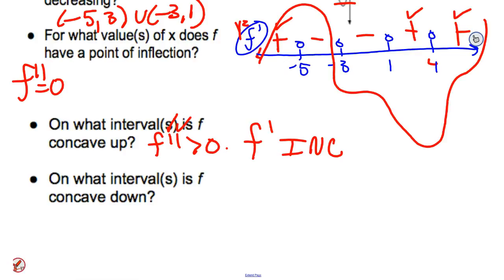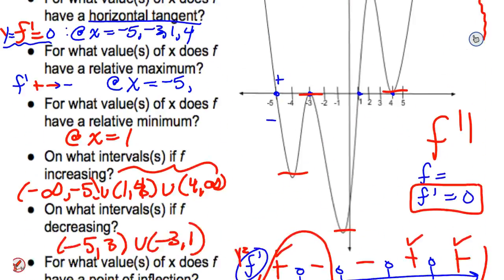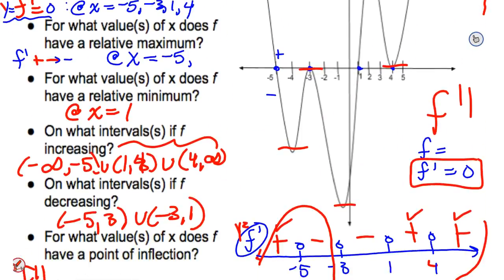And lastly, on what intervals is f concave down? Anywhere f double prime, algebraically, is less than 0. But I'm looking at the graph of f prime. So I need its slopes to be negative. So I need it to be decreasing. And again, let's go take a look at that portion of the graph, where that happens.